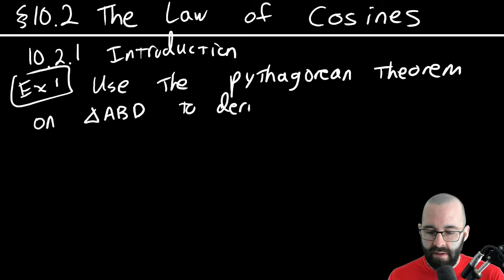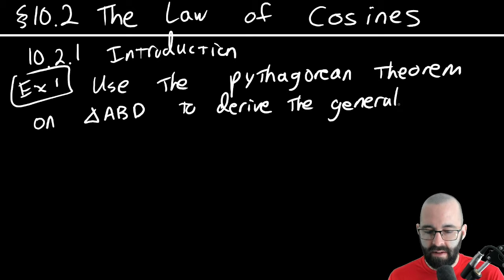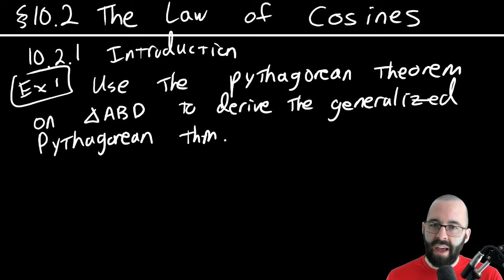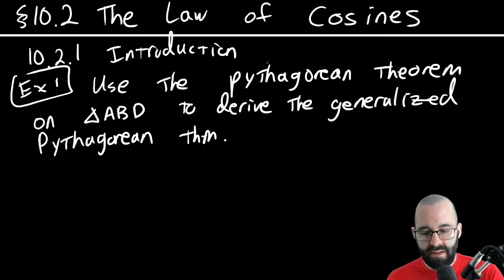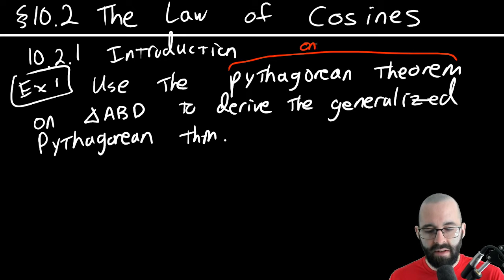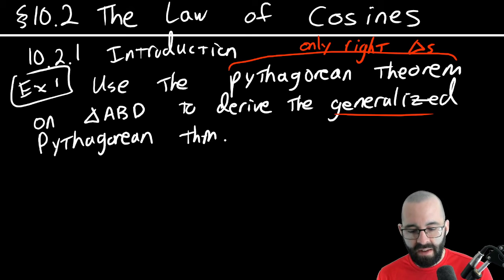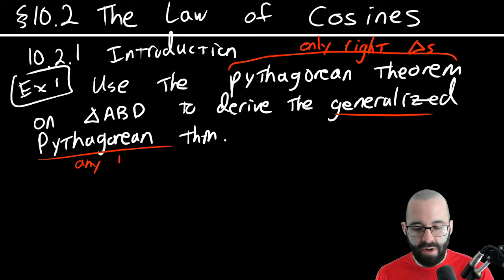To derive the generalized Pythagorean theorem. So, the Pythagorean theorem only works for right triangles, right? A squared plus B squared equals C squared. The generalized Pythagorean theorem works on any triangle.